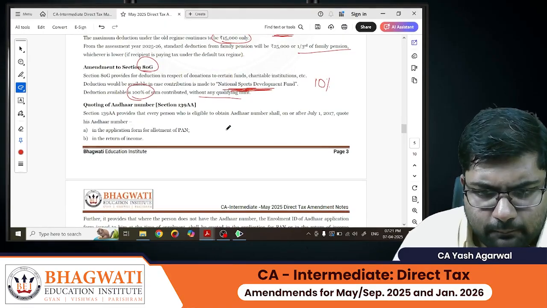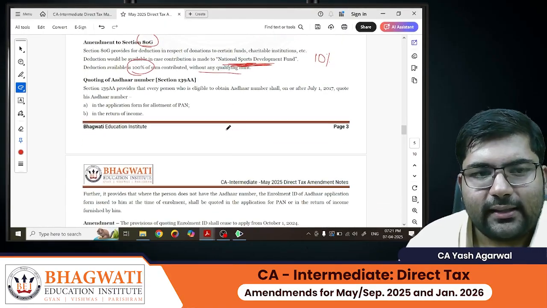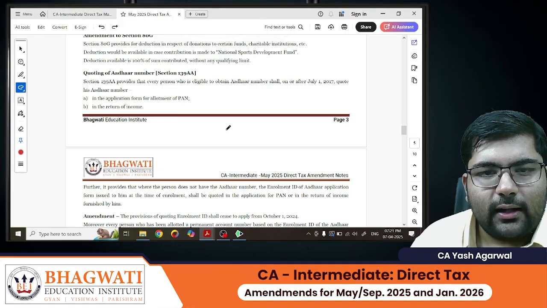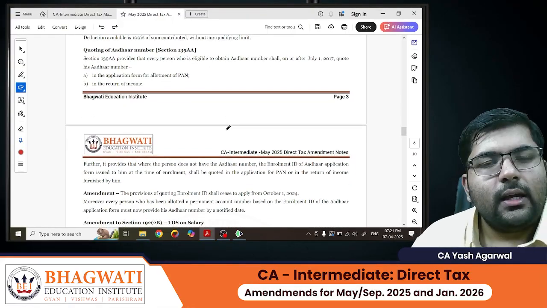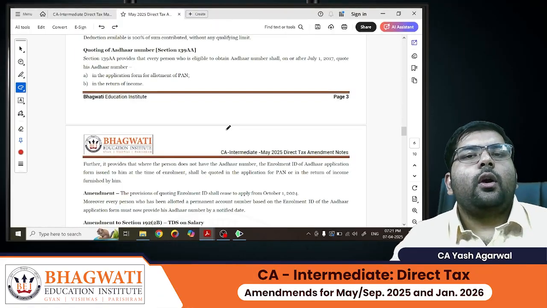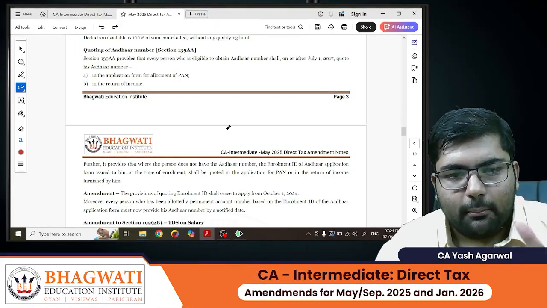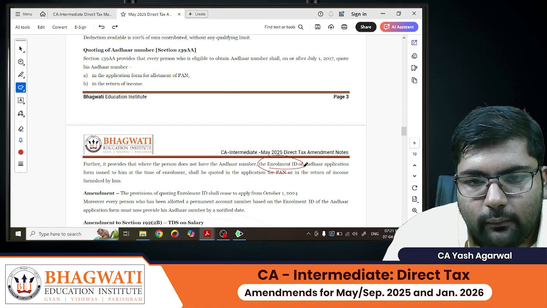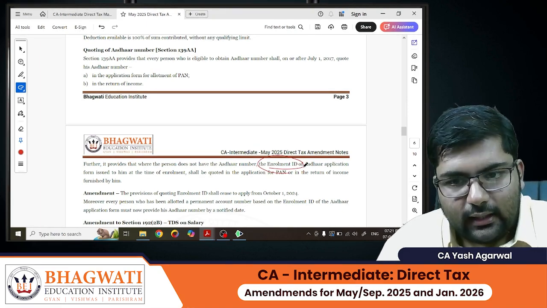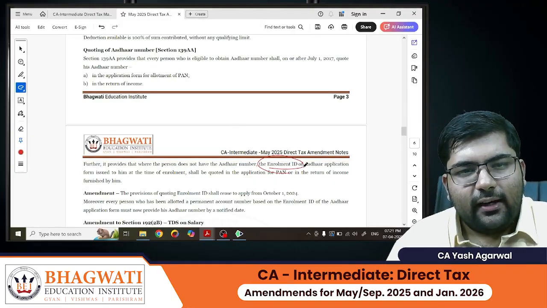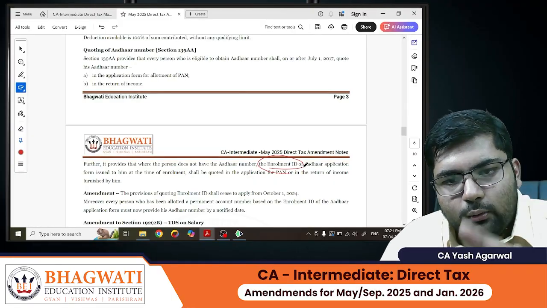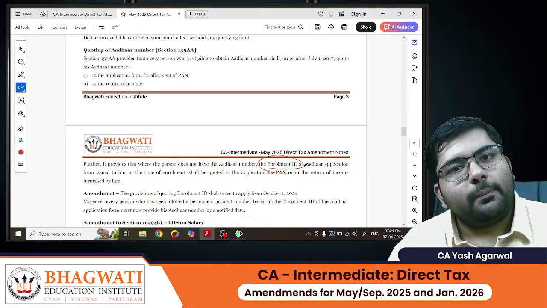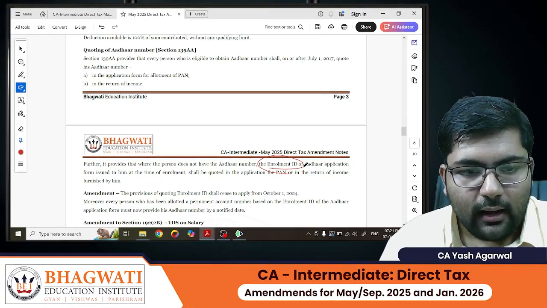Okay. Quoting of Aadhaar number, again, this is one of your theory points. In quoting of Aadhaar number, under the old provision, if the assessee did not have an Aadhaar number, the assessee was allowed to quote an enrollment ID. When the assessee applies for an Aadhaar card, he is given an enrollment ID. He was allowed to quote this ID instead of the Aadhaar number for linking with his PAN or to obtain a new PAN card.